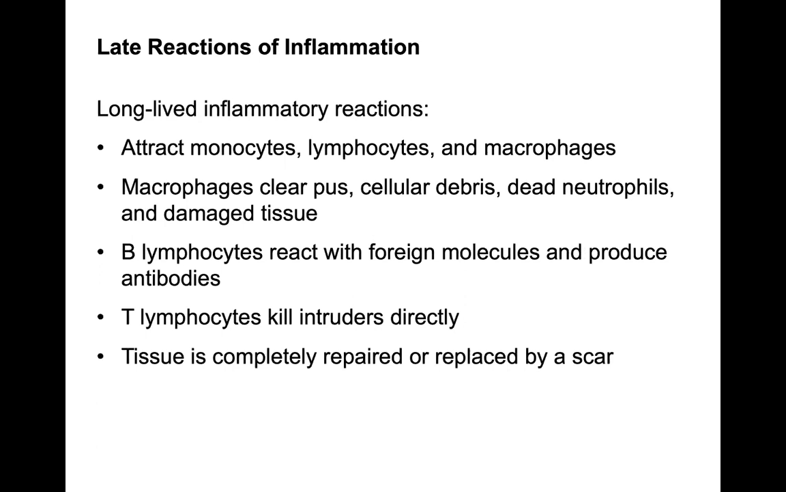In the late reactions of inflammation, you have long-lived inflammatory reactions, which will attract monocytes, lymphocytes, and macrophages. The macrophages will start to clear the pus, the cellular debris, the dead neutrophils, and the damaged tissue. The B lymphocytes will react with the foreign molecules and start antibody production. The T lymphocytes will kill intruders directly, and the tissue is completely repaired or replaced by scar tissue.